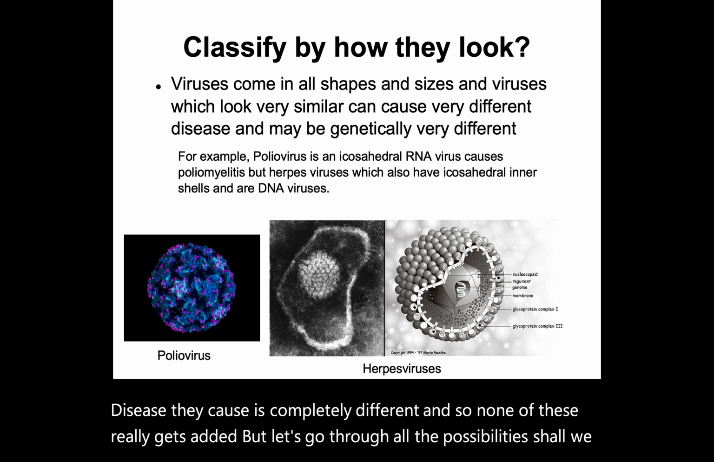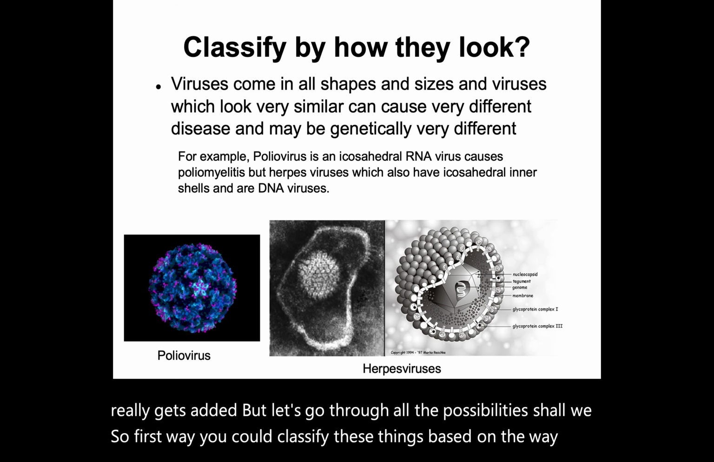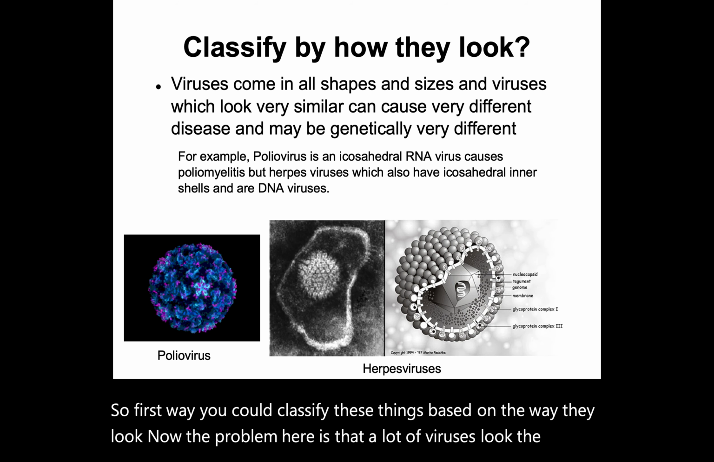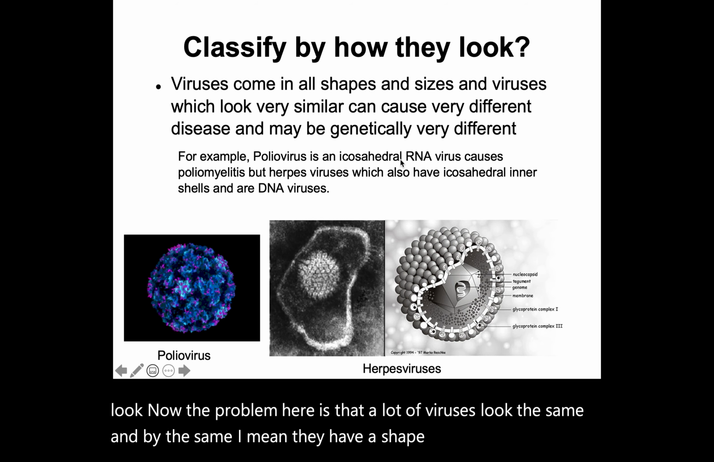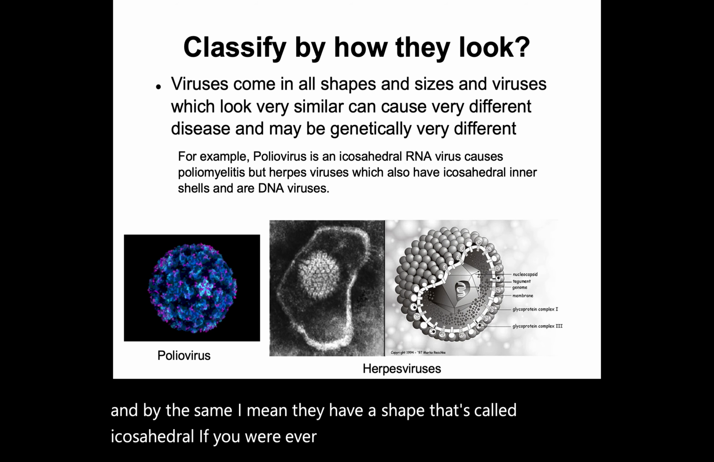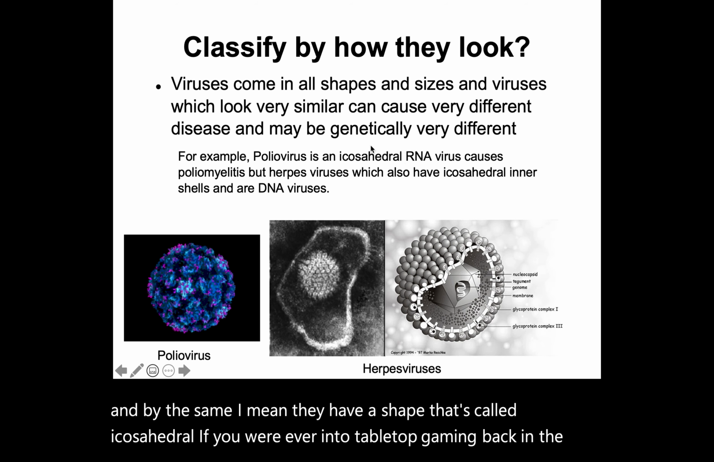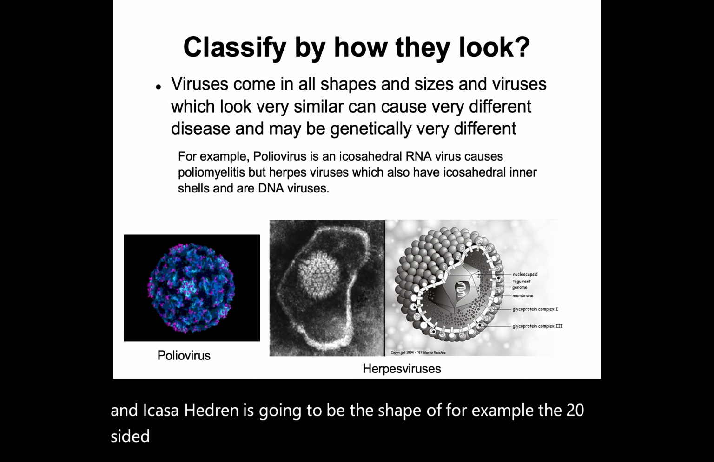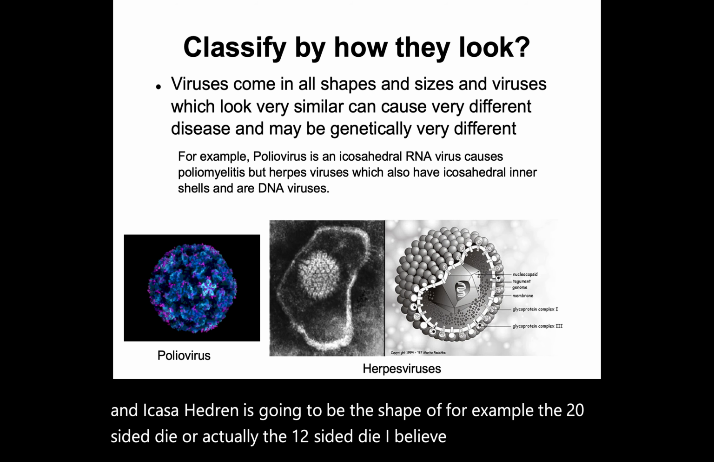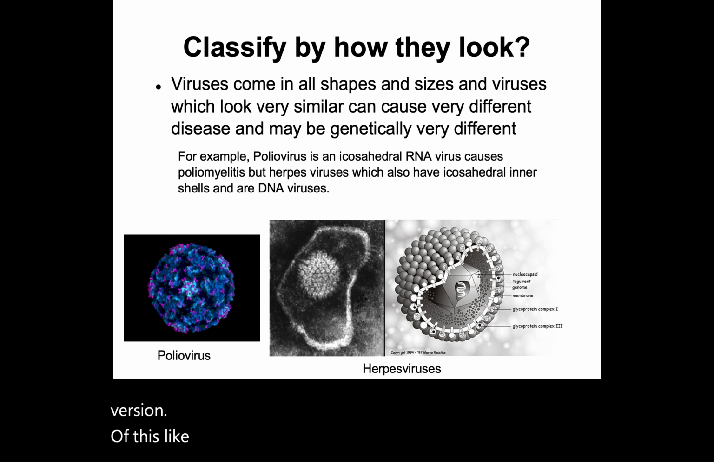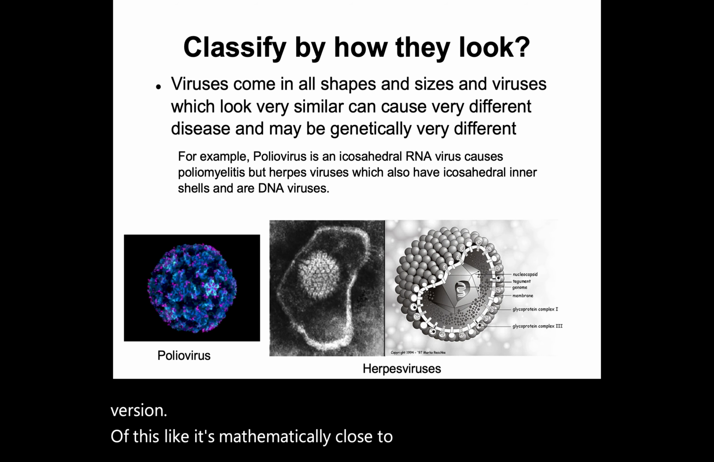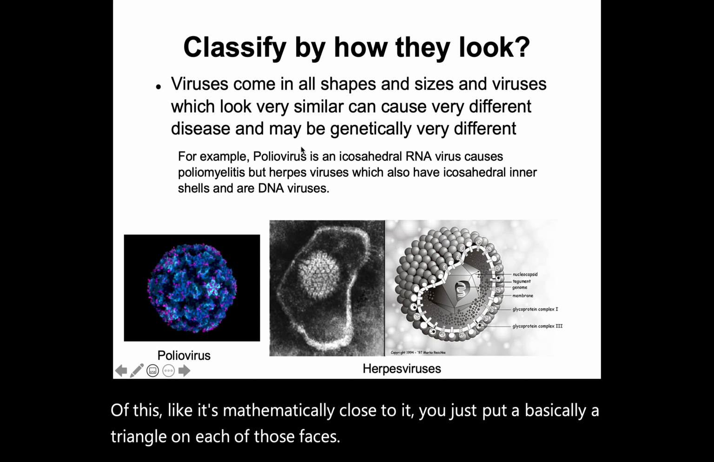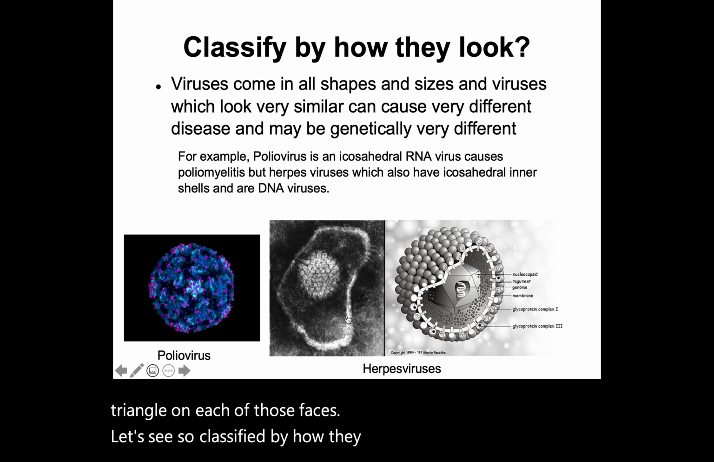So first way, you could classify these things based on the way they look. Now the problem here is that a lot of viruses look the same. And by the same, I mean they have a shape that's called icosahedral. If you were ever into tabletop gaming back in the day, an icosahedron is going to be the shape of, for example, the 20-sided die, or actually the 12-sided die, I believe, is a different version of this. Mathematically it's close to it. You just put basically a triangle on each of those faces. So, you could classify them by how they look, but you wouldn't do very well.